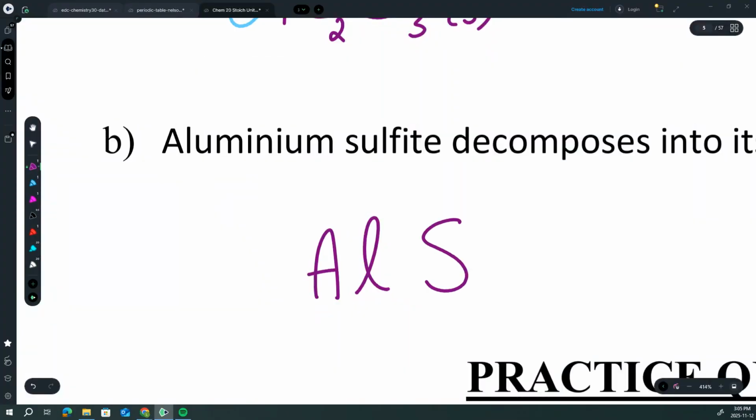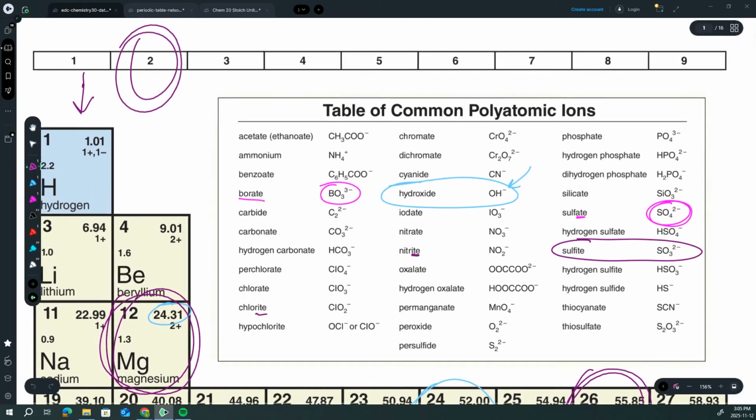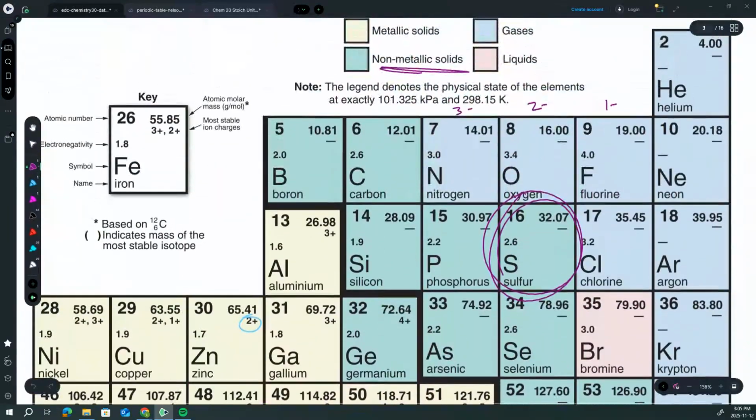So SO3, and it likes to have a 2- charge. And then aluminum. Aluminum likes to have a 3+ charge.